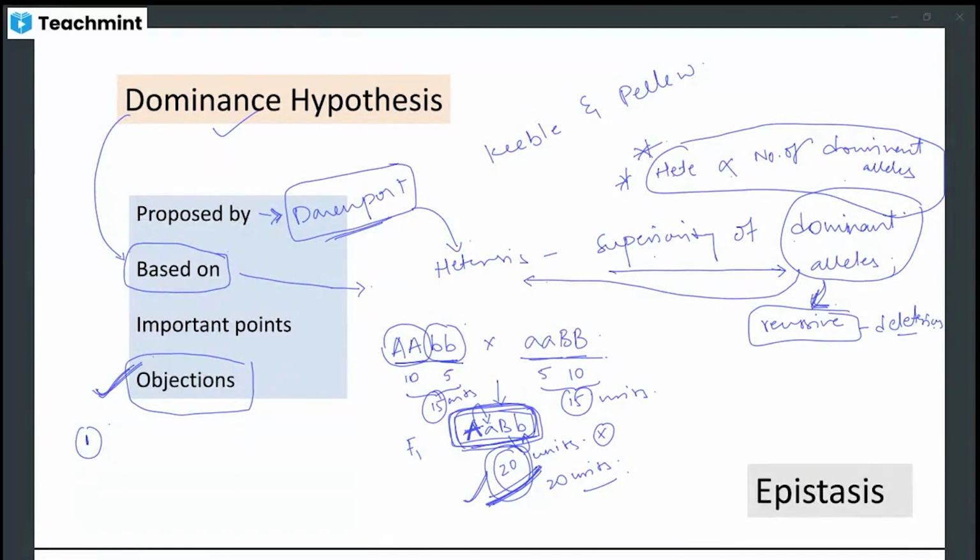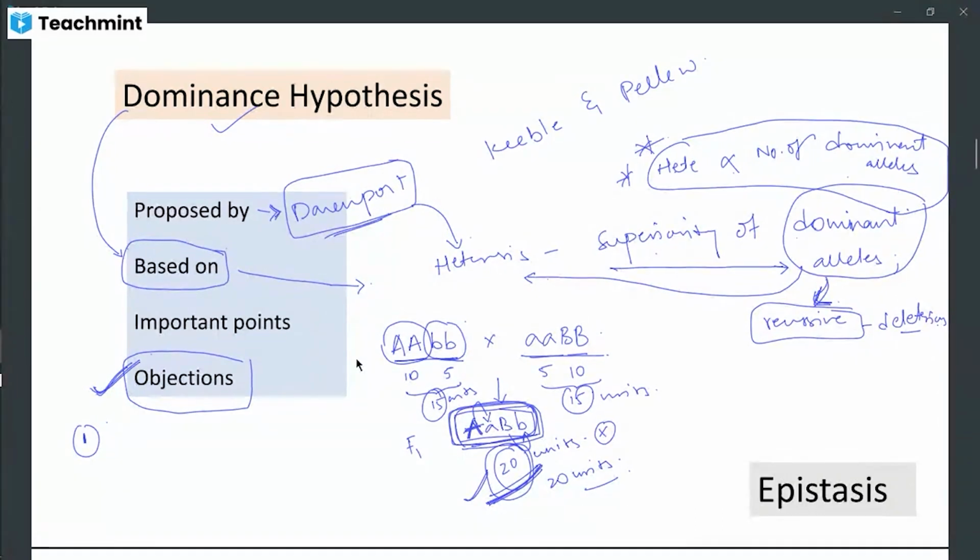Anyone? Hello? Guys, am I audible? Hello? Hello? Yeah. Okay. So please respond. I thought the connection was lost.